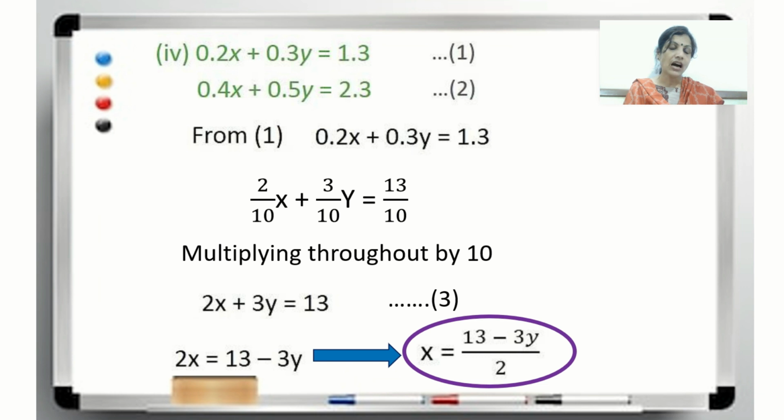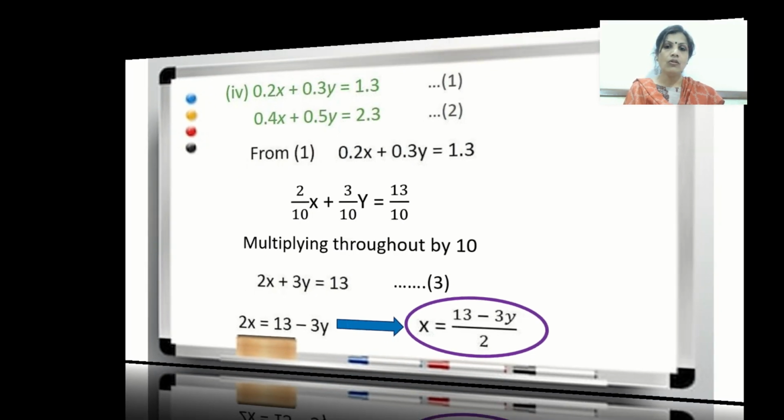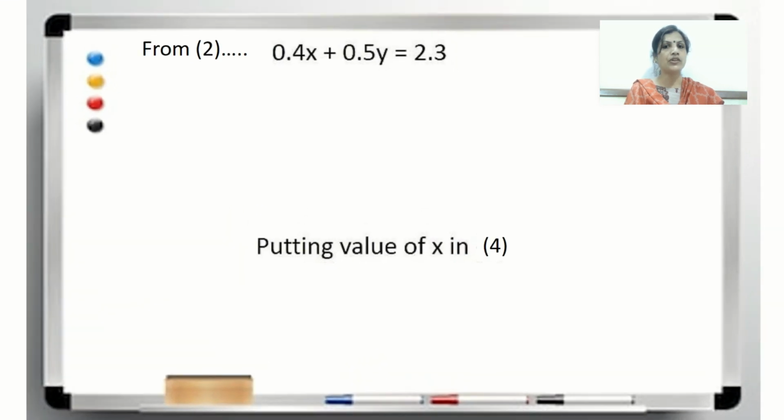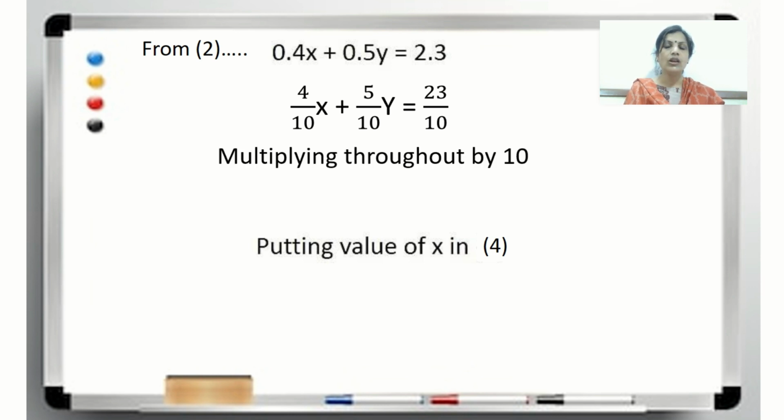But before that, I will convert equation 2 into a simple form like we did for equation 1. So look over here, we have our second equation as 0.4x plus 0.5y is equal to 2.3. Let's remove the decimal point. So it will be 4 by 10x plus 5 upon 10y is equal to 23 upon 10. If you multiply throughout by 10, you will get a simple equation, and that is 4x plus 5y is equal to 23, and we can number this equation as 4.